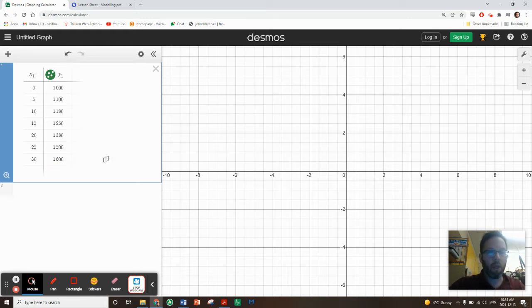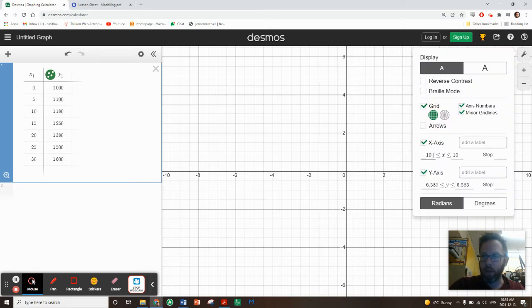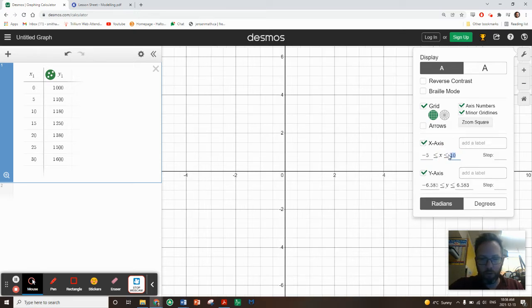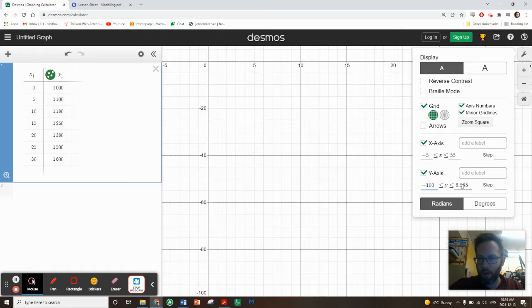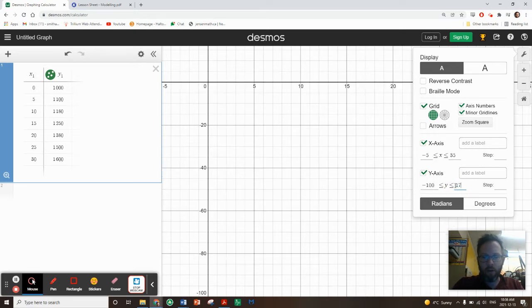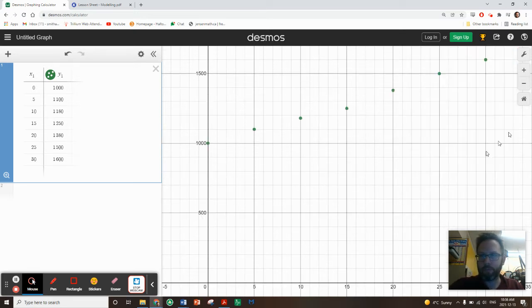All right. Of course, we can't see any of these points on our graph because our window right now is going from minus 10 to 10 and minus 7 to 7, roughly. So let's change our window settings. I'm going to change so everything fits fairly well. Let's go from like minus 5 to 35 for the years. And then let's go from, how about negative, I want to get the x-axis in there. How about negative 100 to 1,700? Okay. Gets our data fit in there.